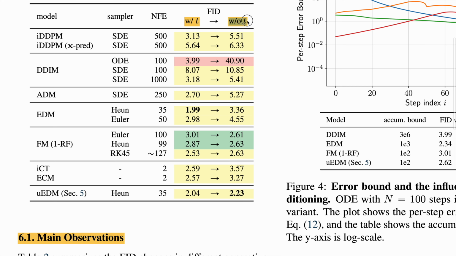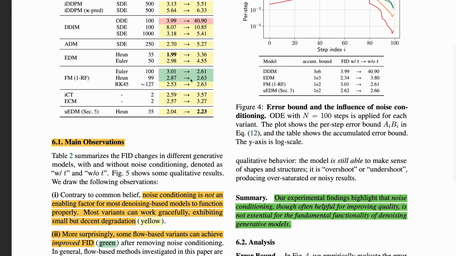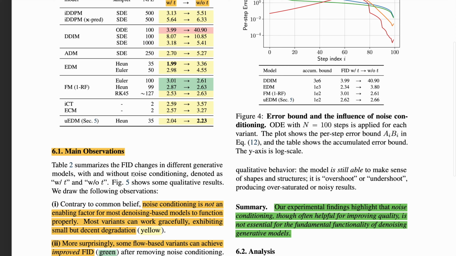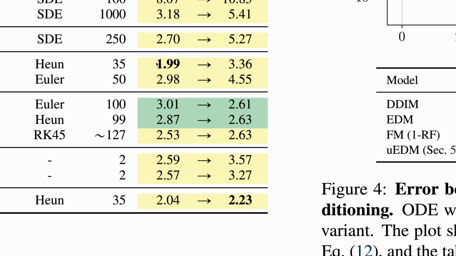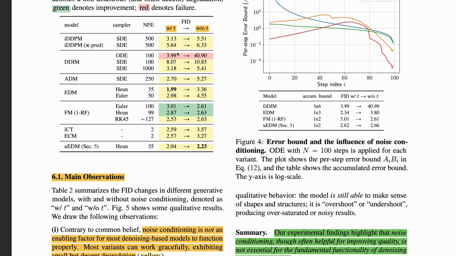In this column, with and without. First, for the yellow rows, we can see that noise conditioning is not an enabling factor for most denoising-based diffusion models. So what does that mean? That means that without it, they still work okay. There is a loss of performance, a small but decent degradation, as they say. For example, here we can see FID going from 2 to 3. Sometimes it's small, but sometimes it's a bit more decent, as they say. But it's okay. So basically, noise conditioning is not an enabling factor. It's not a critical component. These are most of the rows.